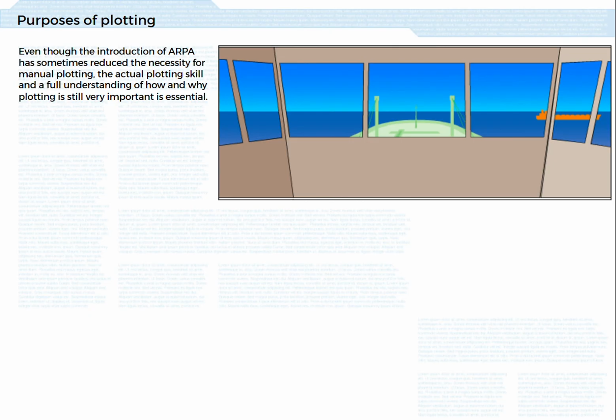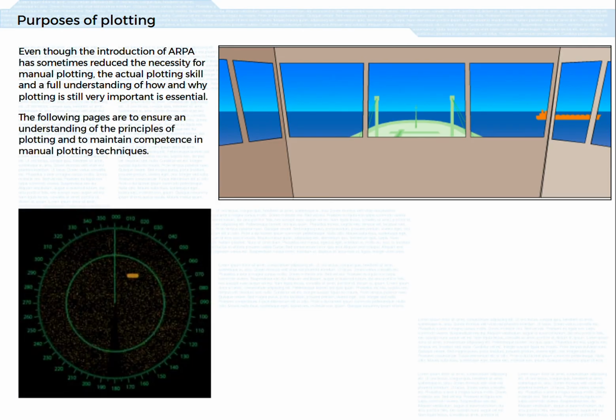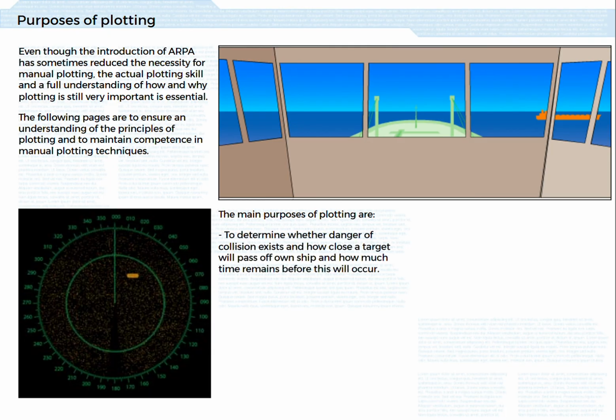Even though the introduction of ARPA has sometimes reduced the necessity for manual plotting, the actual plotting skill and a full understanding of how and why plotting is still very important is essential. The following pages are to ensure an understanding of the principles of plotting and to maintain competence in manual plotting techniques. The main purposes of plotting are to determine whether danger of collision exists and how close a target will pass off own ship and how much time remains before this will occur.